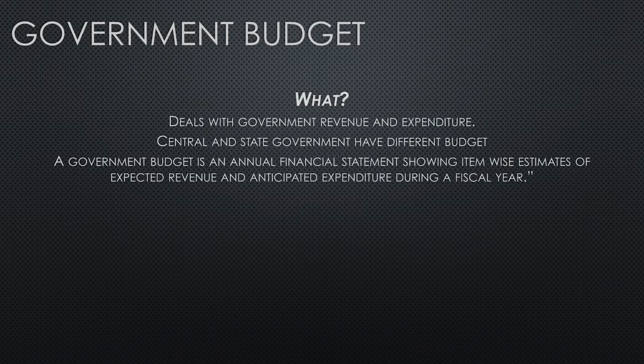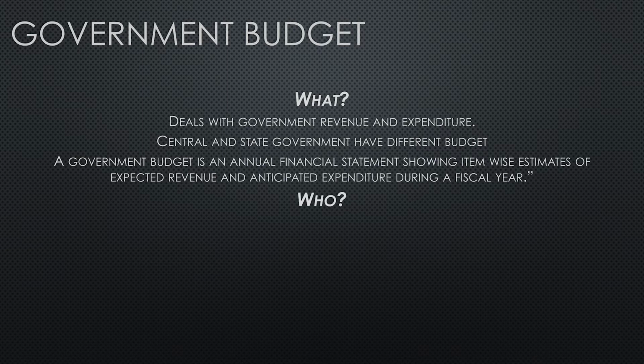A government budget is an annual financial statement wherein we are talking about the estimates of expected revenue and anticipated expenditure. So here you can understand that every year the government has to come up with the budget. This is expected revenue and anticipated expenditure, so there can be some variation here and there in the revenue and expenditure part.